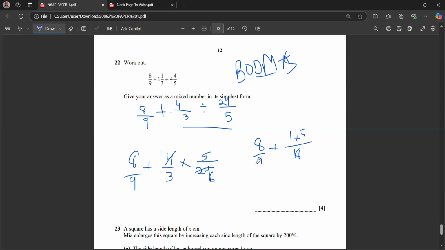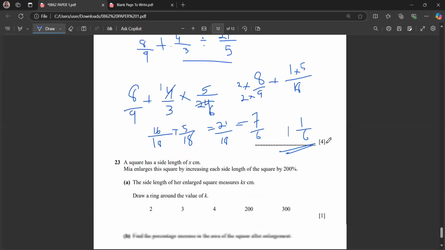Now, if you want to add fractions, you have to make the denominator the same. So multiplying top and bottom by 2, 16 over 18 plus 5 over 18 gives 21 over 18. Now, they said they wanted it as a mixed number in its simplest form. So first we'll simplify. 21 over 18, both are divisible by 3. So 7 over 6. Representing it as a mixed number, 1 and 1 over 6. That's the final answer.